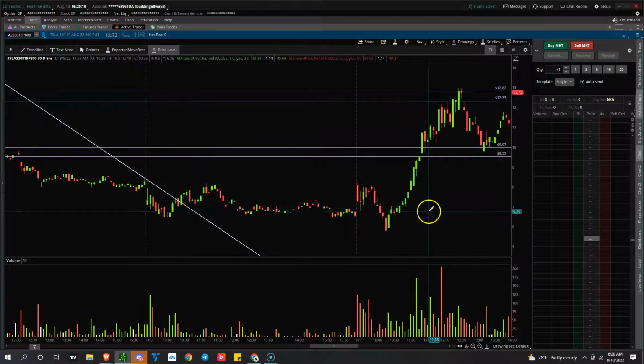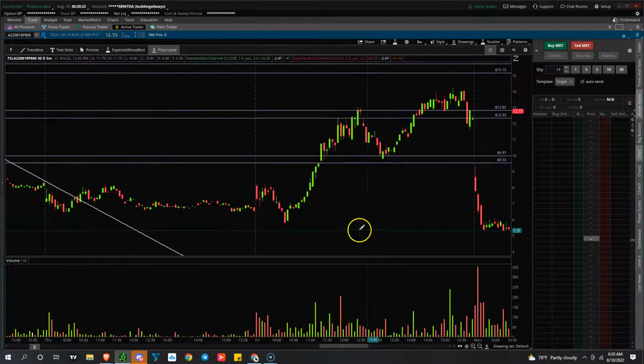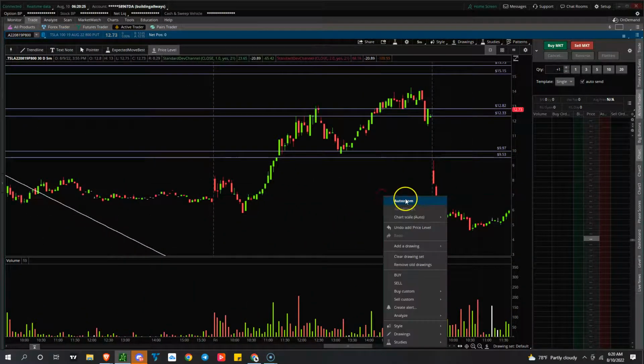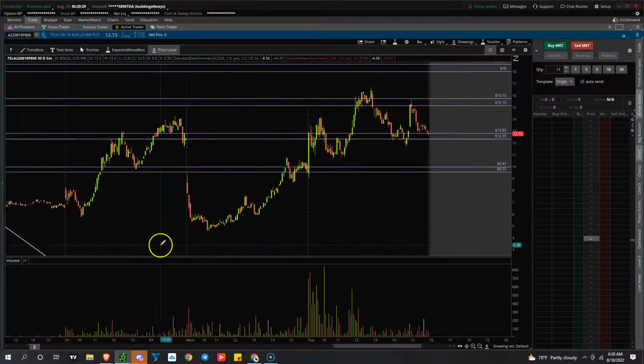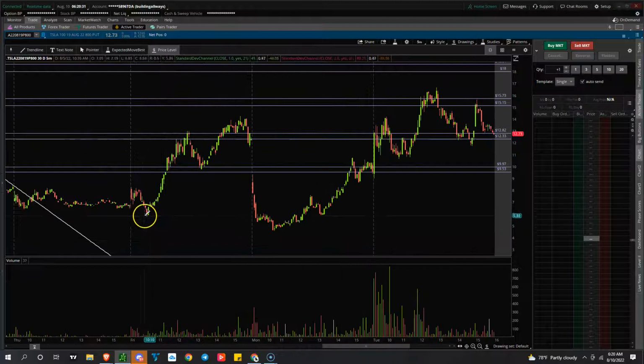Take your time to practice this, put these on the chart. So let's just zoom out and see if we can find anything else just for the future here. But yeah, take your time, learn how to do these, and I mean you'll love it. In my opinion, you'll love it.